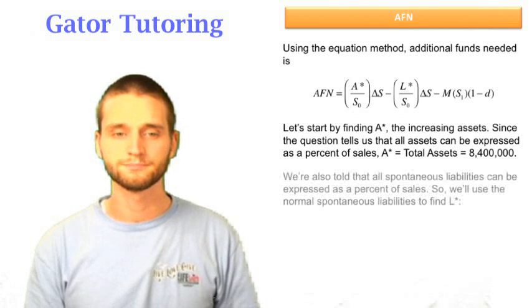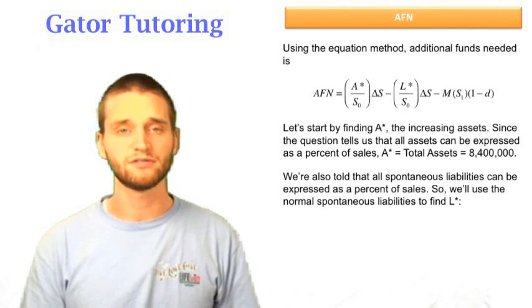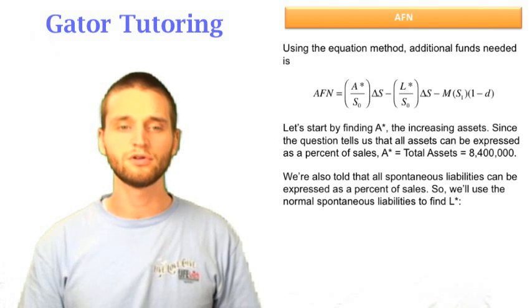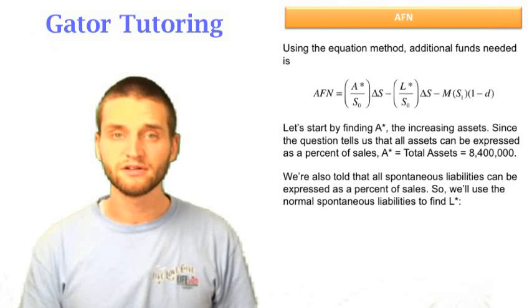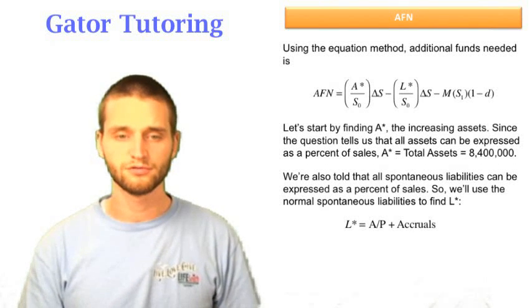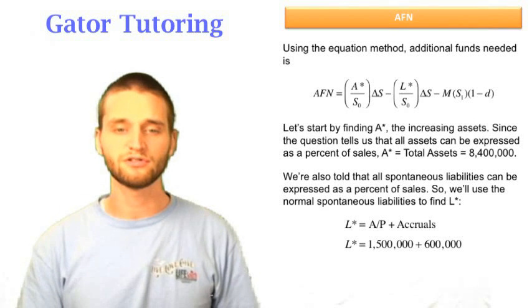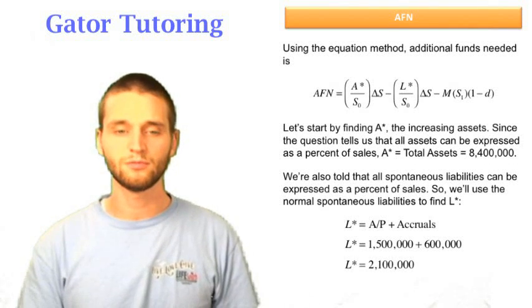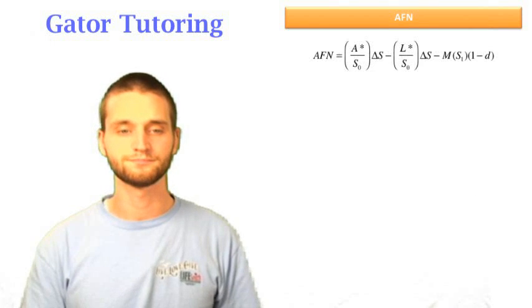We're also told that all spontaneous liabilities can be expressed as a percent of sales. So we'll use the normal spontaneous liabilities to find L star. Well, what we normally consider to be spontaneous liabilities are accounts payable and accruals. So we add those two up. Accounts payable is $1.5 million and accruals is $600,000. So we get $2.1 million for our spontaneous liabilities, for L star.